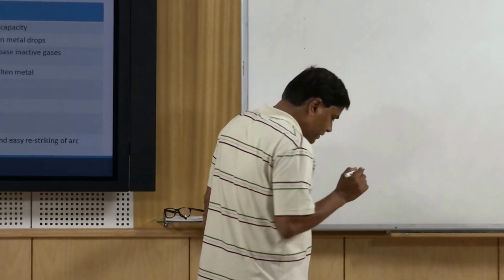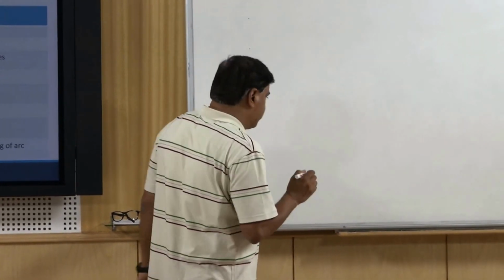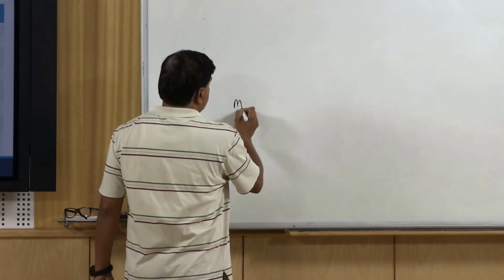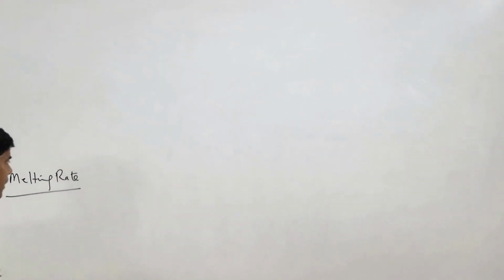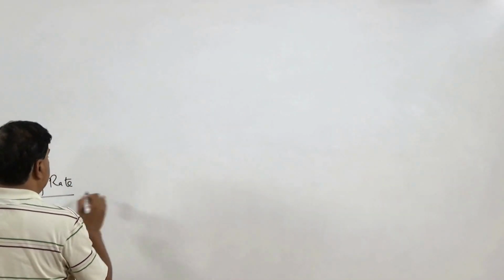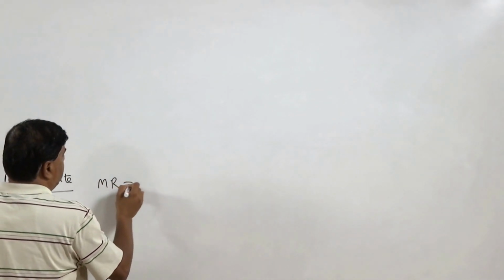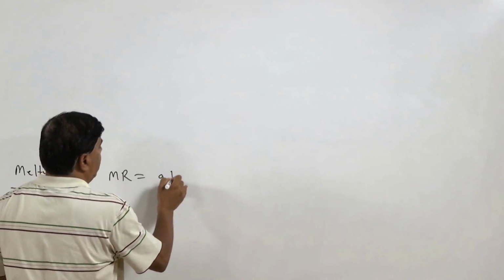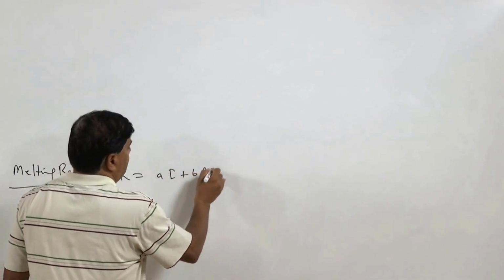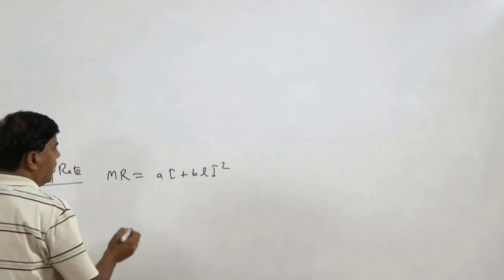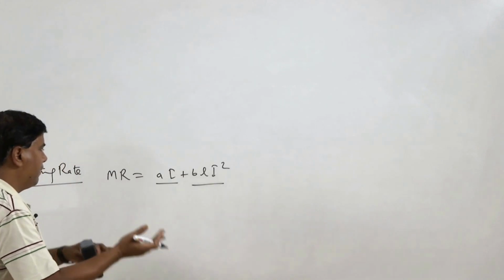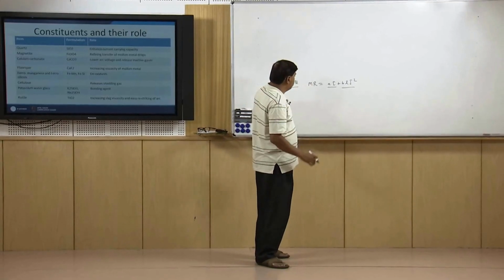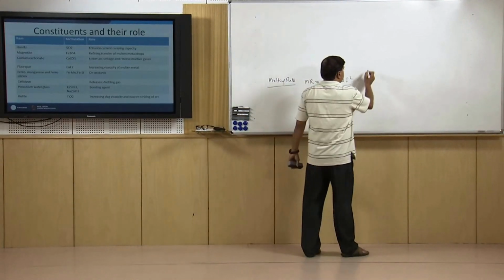The fundamental aspects I want to take up first are related to the factors governing the melting rate in the arc welding process. For this purpose, an empirical equation has been developed: AI plus BLI squared, where the two terms in combination determine the melting rate.